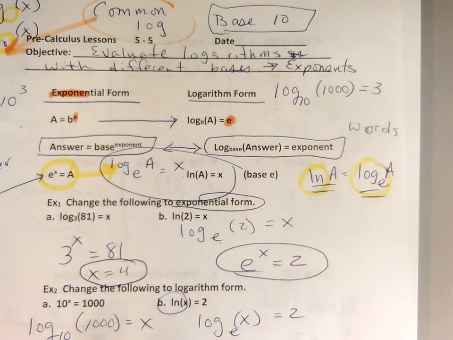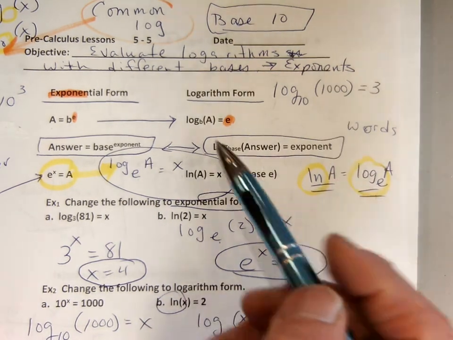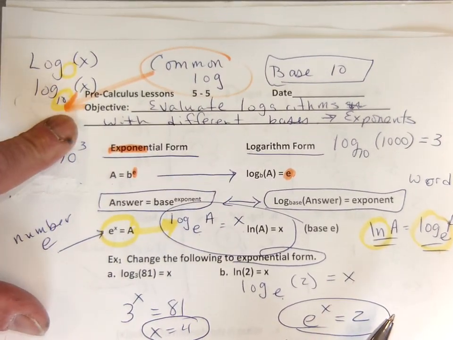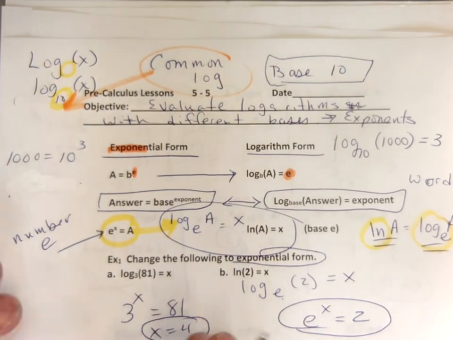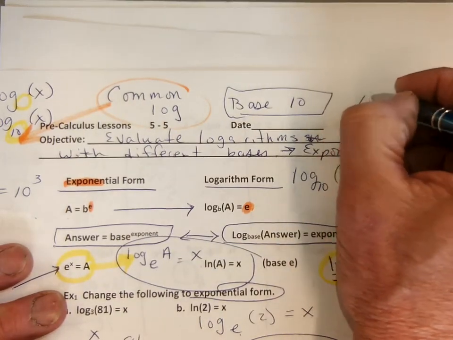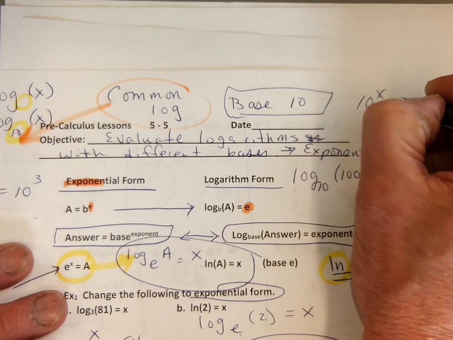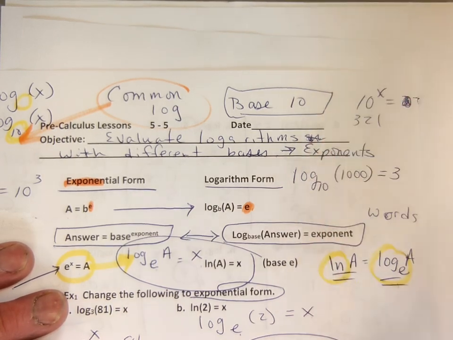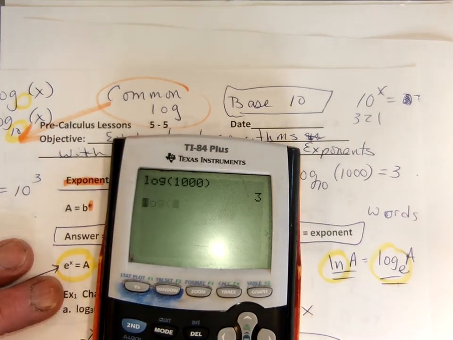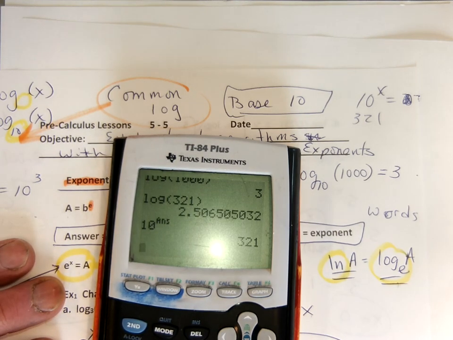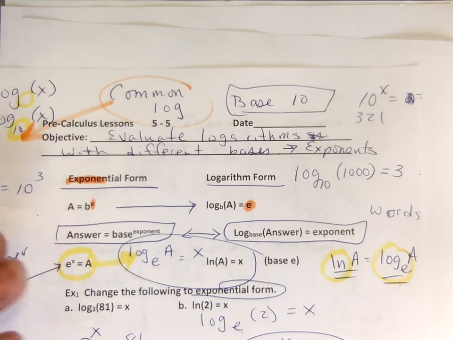Now, because we live in a base 10 world, anytime you see just plain old log, it means log base 10, okay? So for example, if I wanted to find 10 to what power equals, say, I don't know, 321, I would just take the log of 321, and that's what the answer is. So 10 to that power is 321. So I'm finding the exponent. That's what logarithms do, okay?